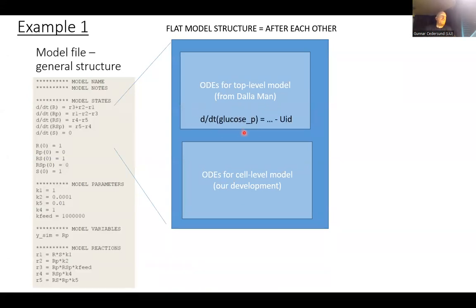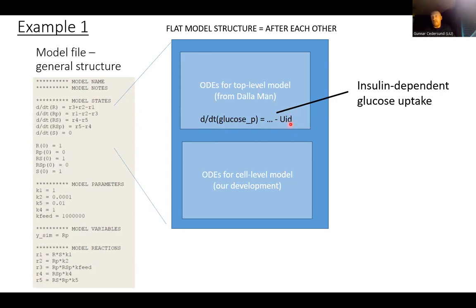So in this top level model, you describe glucose in the plasma, and in this particular model, you only have one term for all of the insulin-dependent glucose uptake. So here, in the original model, you don't separate between the insulin-dependent glucose uptake from the muscle or from the fat or from the liver. They are all just one big term. So this is a sort of top-level model here that doesn't divide it into modules.